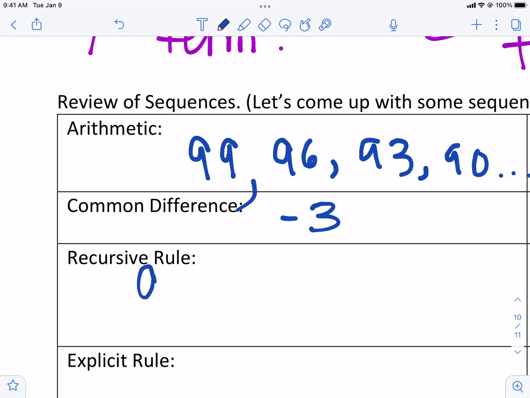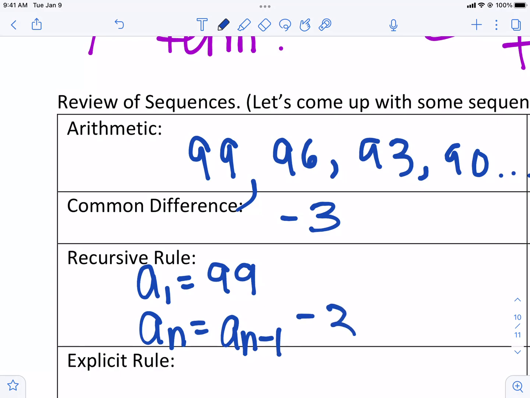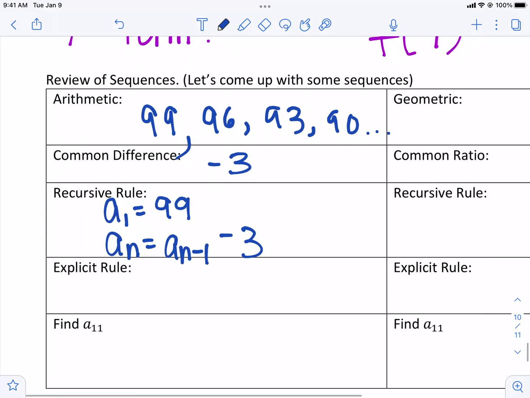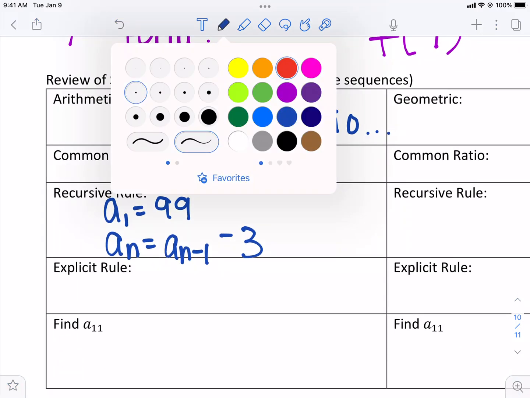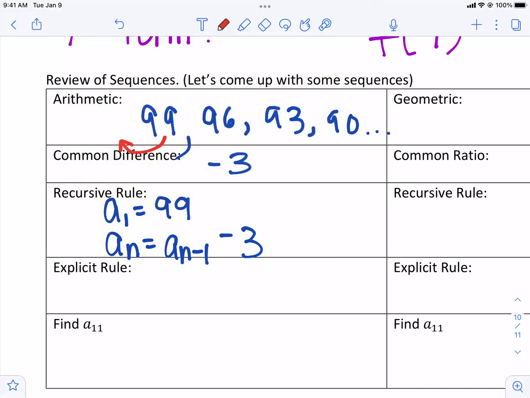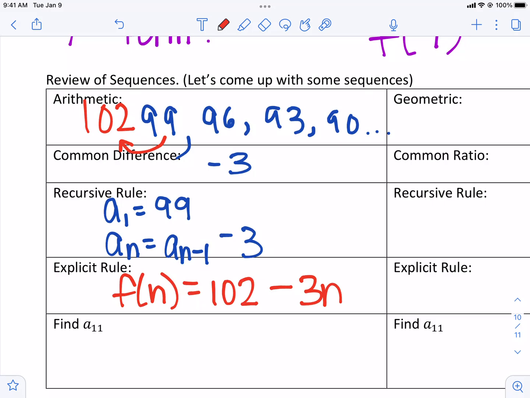The recursive rule is, the first term is 99. To find any number, we take the one before it and we subtract 3. The explicit rule, we need slope and y-intercept. So you'd have to go backwards 1. And so instead of subtracting 3, you would add 3. So 99, 100, 101, 102. So the explicit rule, I'll write in function notation. To find any number, you start at 102 and you subtract 3 every time.